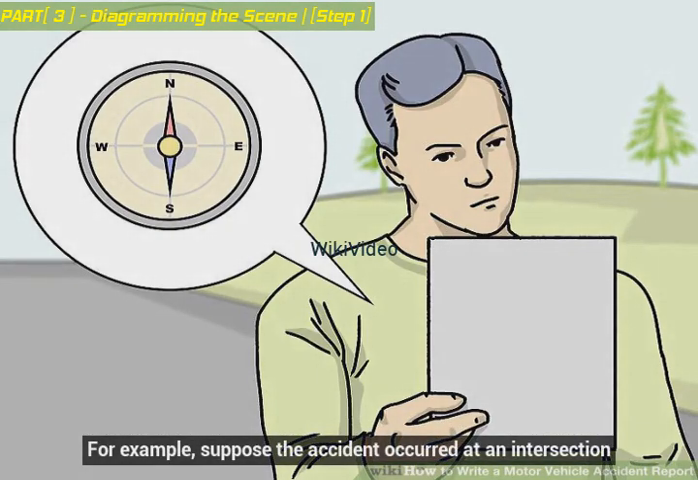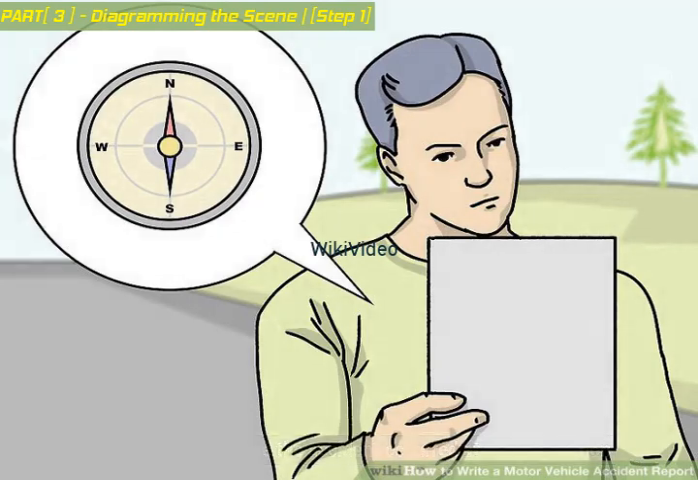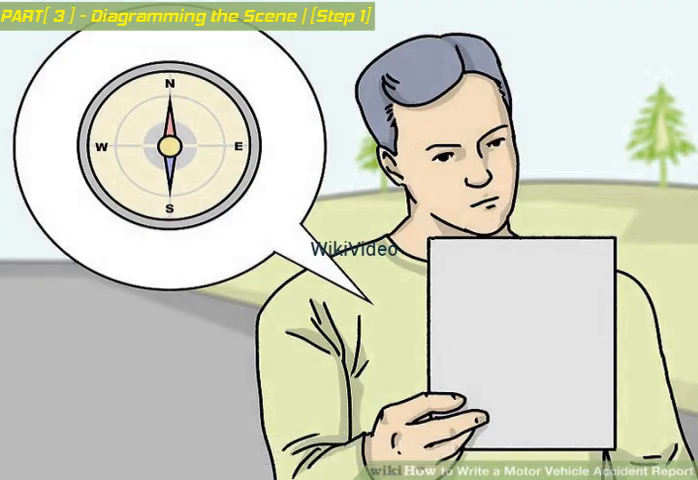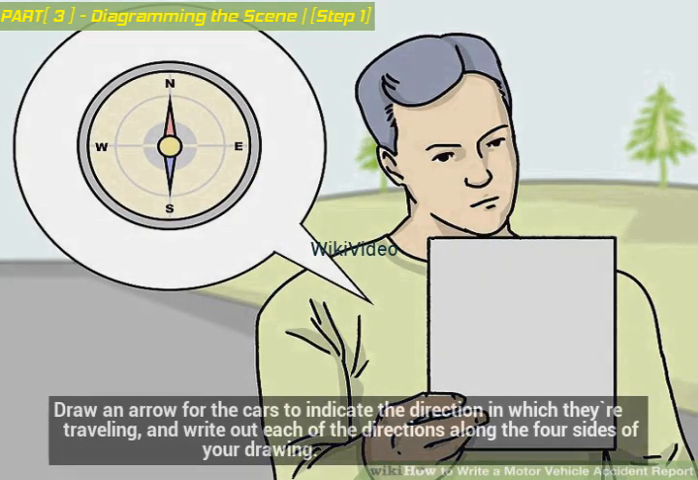For example, suppose the accident occurred at an intersection. You were heading north, while the other car was headed west. Draw an arrow for the cars to indicate the direction in which they're traveling, and write out each of the directions along the 4 sides of your drawing.